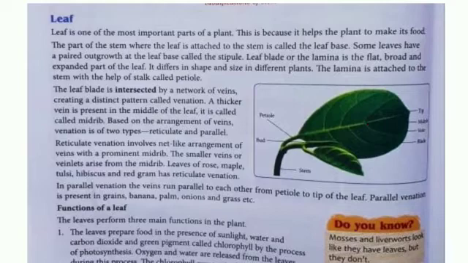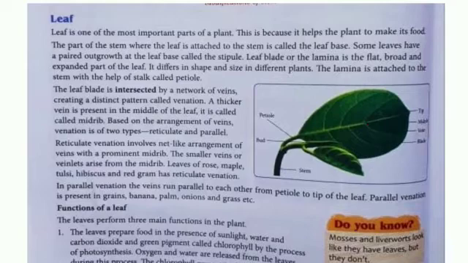The part of the stem where the leaf is attached to the stem is called the leaf base. Some leaves have a paired outgrowth at the leaf base that is called stipule. Now, the flat part of the leaf, the leaf blade or lamina, is the flat, broad and expanded part of the leaf.